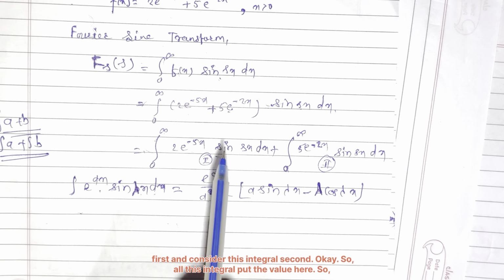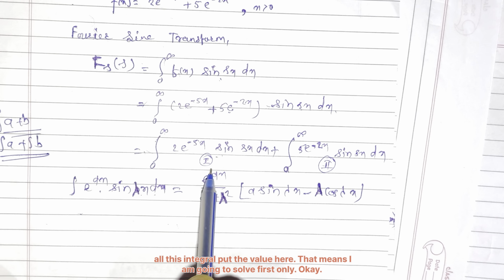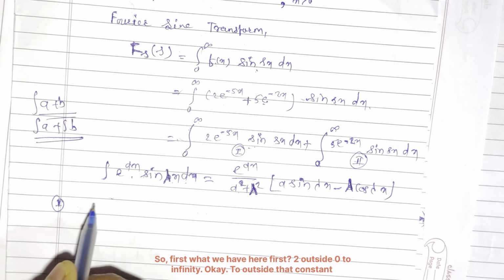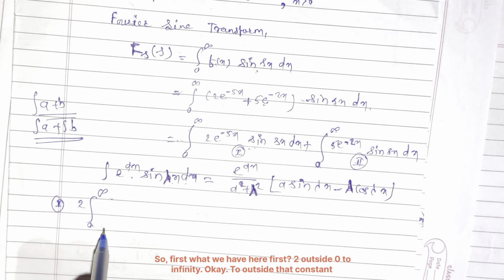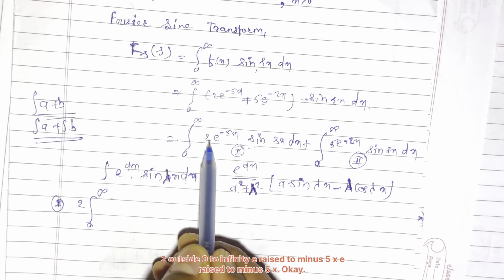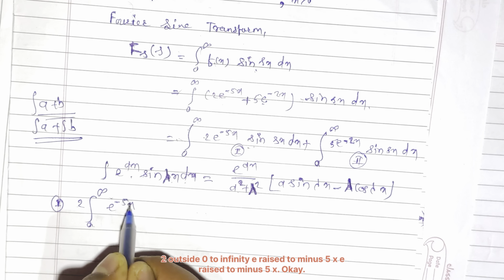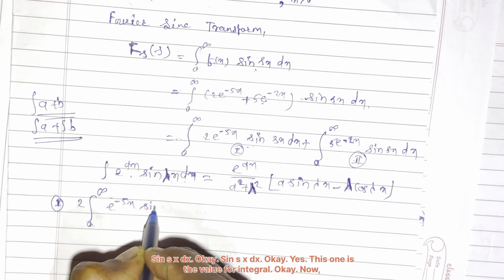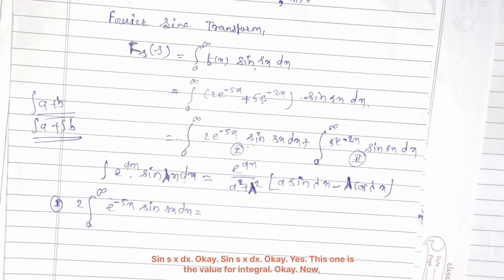Solve this integral, put the value here. Solve this integral, put the value here. That means I'm going to solve the first one only. So first, we take the constant outside: the integral from 0 to infinity of e^(-5x) sin(sx) dx. This one is our integral.